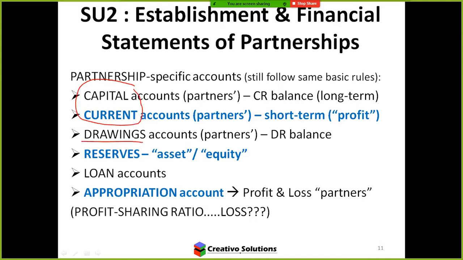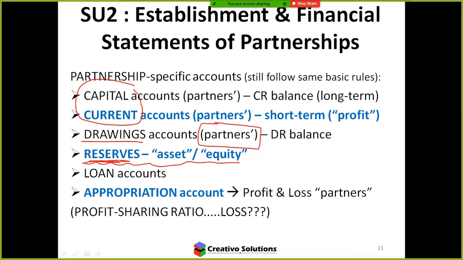Drawings is drawings is drawings. You will also have drawings, but just for two different partners. You'll have drawings for A, drawings for B, etc., depending on how many partners you have. This is something new that you might not have seen before. I think reserves was spoken about in the non-profits when you did 1502, and they talked about, let me try to remember it now.